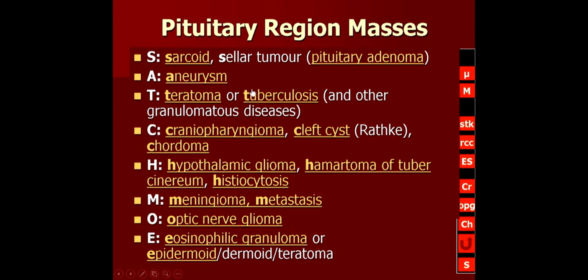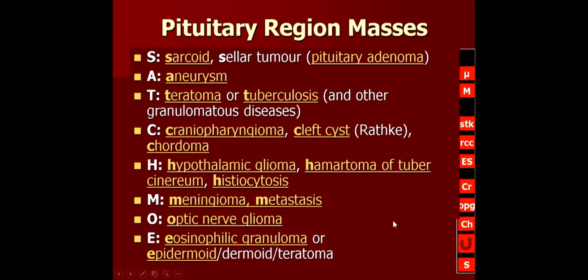So let's just run down the list just once, just so everybody recognizes things. Sarcoid, intrasellar tumor, aneurysm, teratoma or TB in the suprasellar cistern, craniopharyngioma, Rathke's cleft cyst, something in the clivus, a chordoma, hypothalamic gliomas, hamartoma of the tuber cinereum, histiocytosis, what we used to call eosinophilic granuloma, meningioma, subarachnoid metastasis, optic nerve gliomas or chiasmatic gliomas, and again we have EG mentioned here, and dermoid or teratoma. That's the SATCHMO mnemonic that some people use, and again I have to sit there and think about what lives in that location to be able to come up with it.